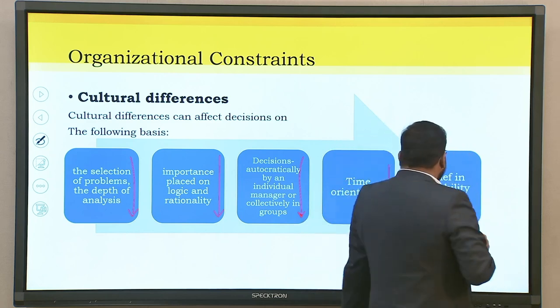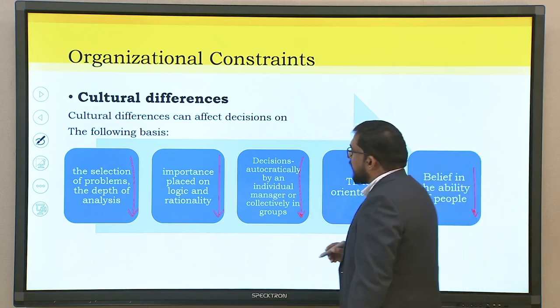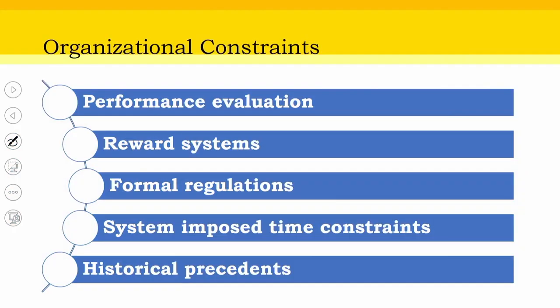And finally, belief in the ability of the people is also specific to a particular culture. Let's look into organizational constraints. We have looked into that at a very cursory level in the initial set of lectures. Performance evaluation, reward systems, formal regulations, system imposed time constraints, historical precedents. These are some of the particular organizational constraints.